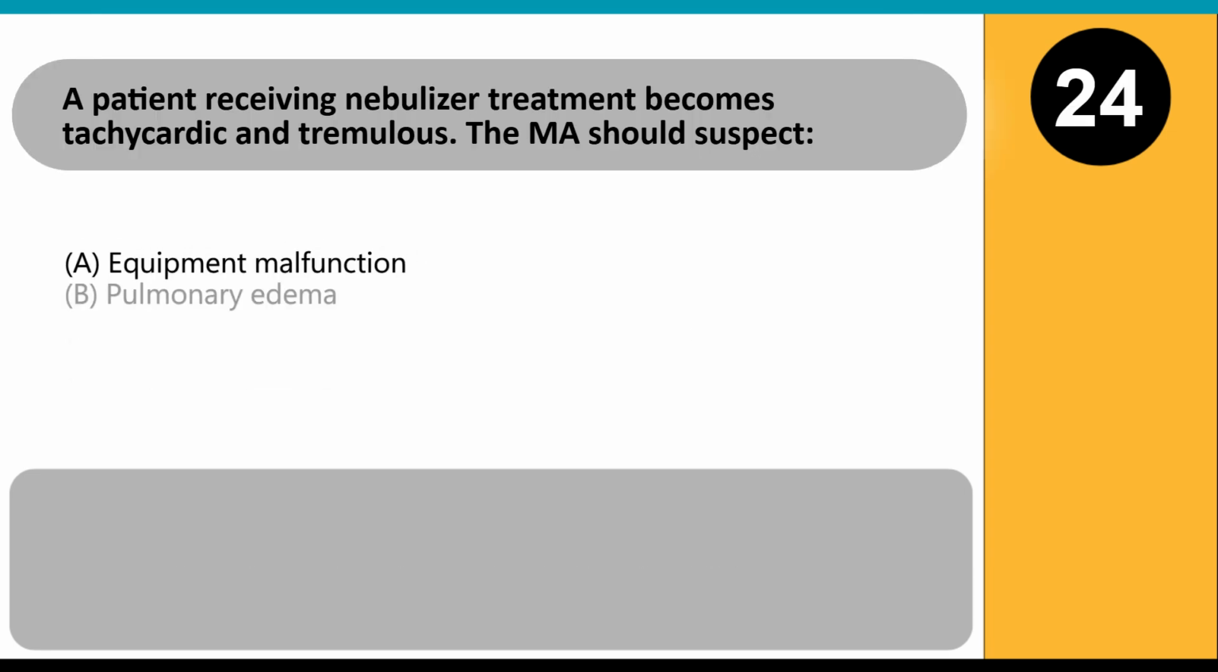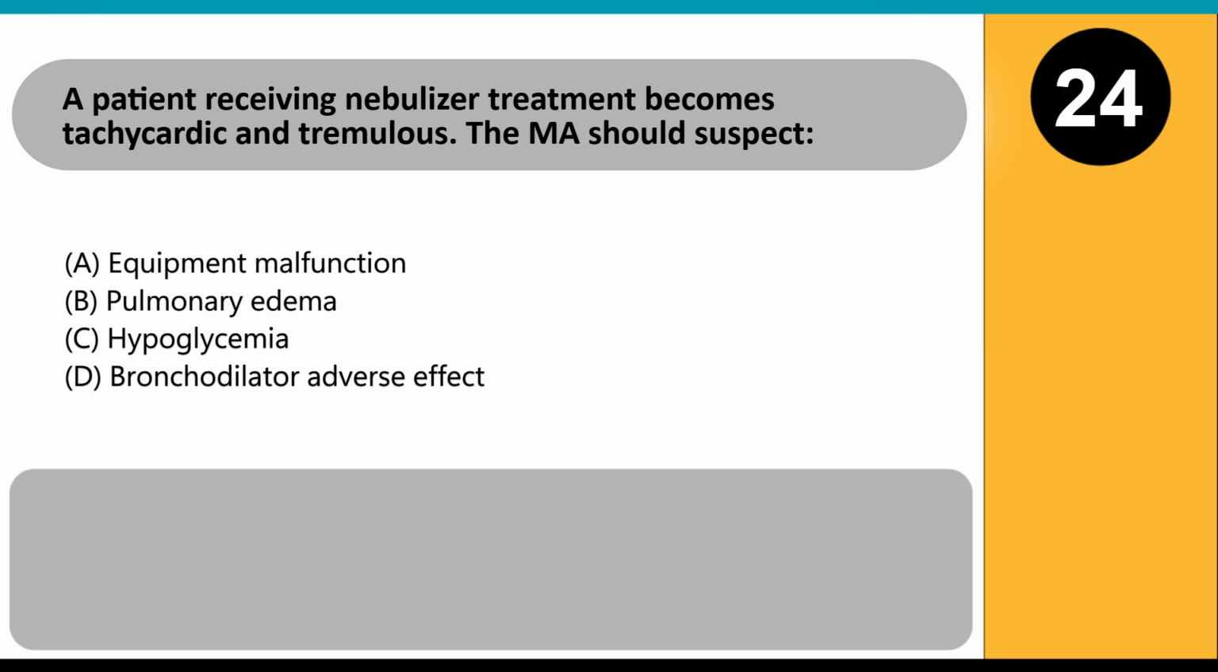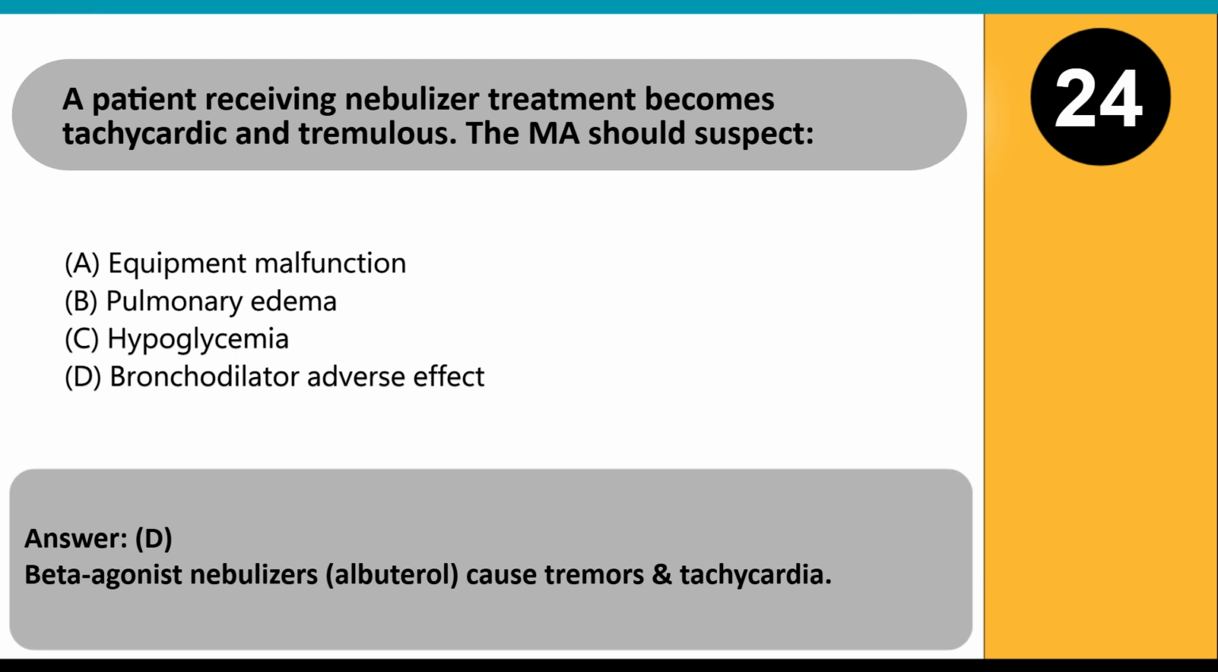A patient receiving nebulizer treatment becomes tachycardic and tremulous. The MA should suspect: A. Equipment malfunction. B. Pulmonary edema. C. Hypoglycemia. D. Bronchodilator adverse effect. Answer D. Beta agonist nebulizers, albuterol, cause tremors and tachycardia.